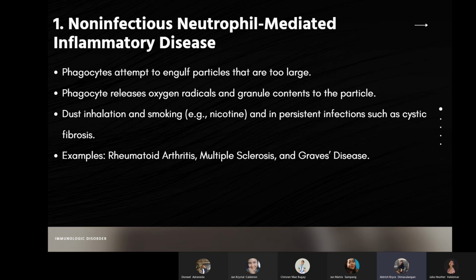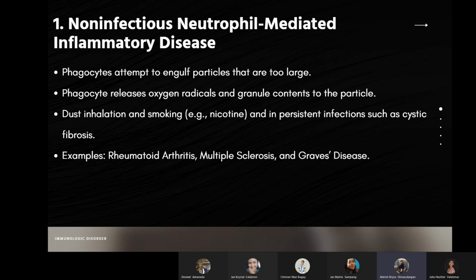This is often observed in dust inhalation and smoking. Mostly sa smoking po, ito ay nakukuha pag sa mga nagve-vape. Kapag sobra na po yung kanilang nai-inhale na nicotine, yan po ang nagiging resulta, non-infectious neutrophil-mediated inflammatory disease. And persistent din po siya sa mga infections such as cystic fibrosis. Examples of this are rheumatoid arthritis, multiple sclerosis, and Graves' disease.